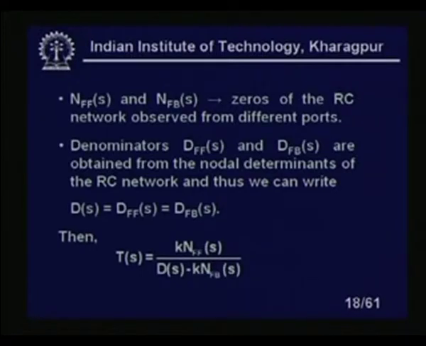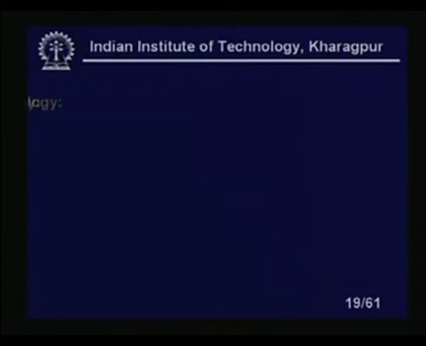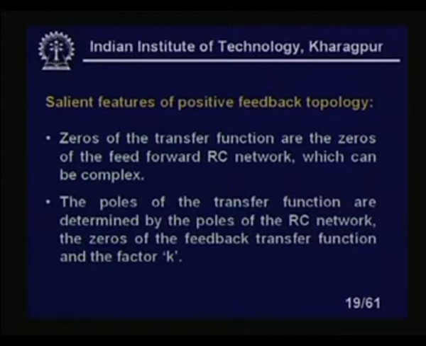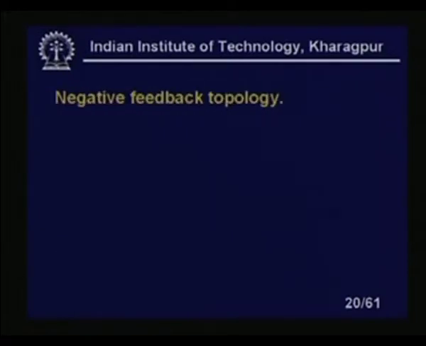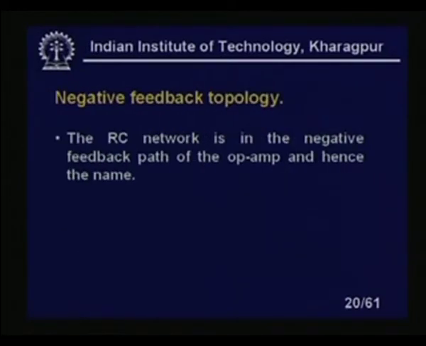You see the poles of these transfer functions depend on the zeros of the feedback transfer functions and the function k, okay, the ratio, that means R2 and R1, and D(s). What is D(s)? D(s) is the poles of the feedback or feed forward transfer function, so it depends on all these three factors, right. Now, negative feedback topology, if you look at the negative feedback, this RC network is in the negative feedback path of the op amp and hence the name negative feedback topology, clear.